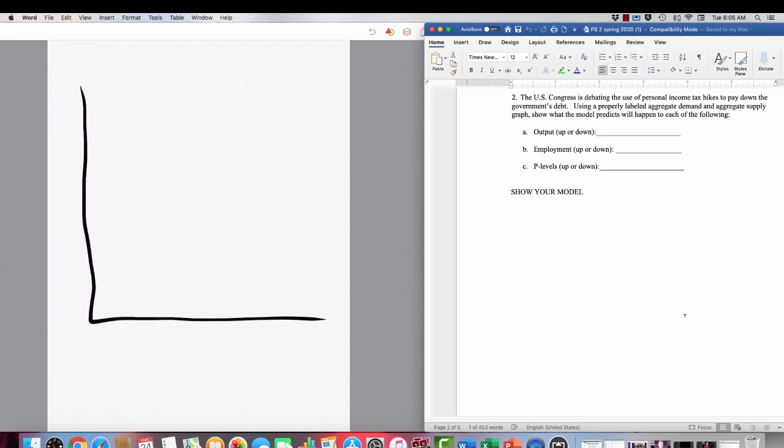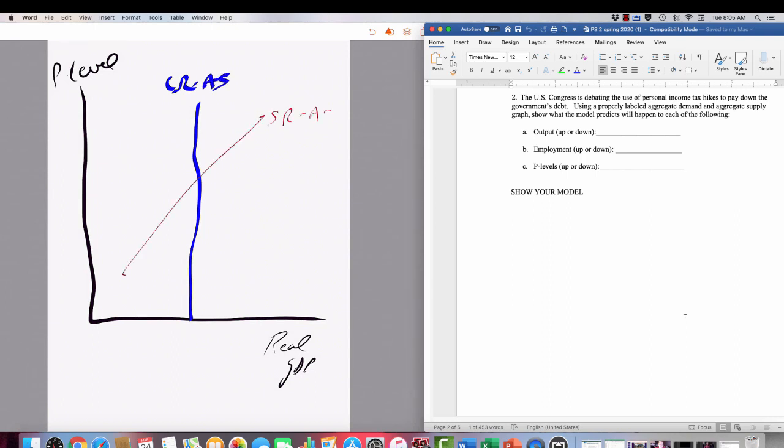Okay, so the first thing we need is a properly labeled aggregate demand, aggregate supply graph. So here we're going to have real GDP, and here we're going to have the price level. So let's put our model together. Here's the long run aggregate supply, and the short run aggregate supply, and here is aggregate demand. So the key for this question is that the Congress is debating the use of personal income tax hikes.